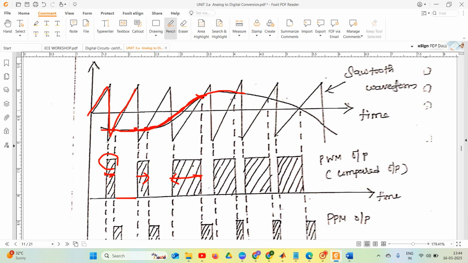Here, this is my positive half cycle, and my pulse width increases. At the maximum positive half wave of the signal, I will get maximum pulse width. As the amplitude of our sinusoidal signal goes on increasing, my pulse width also increases. The minimum pulse width I will get in the negative half cycle, and the maximum pulse width I will get at the positive half cycle, especially at the maximum voltage of the positive half cycle.